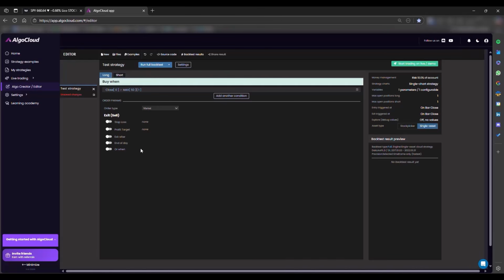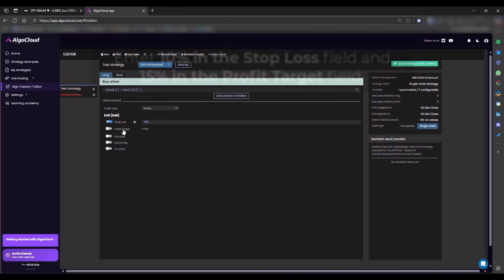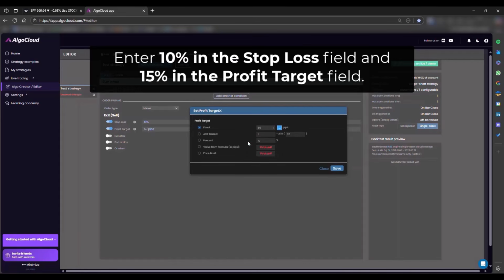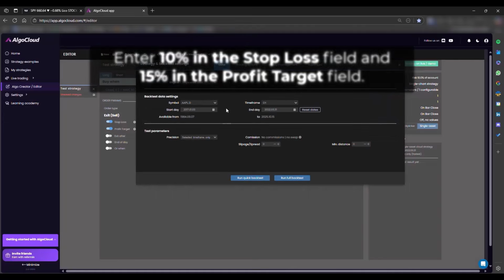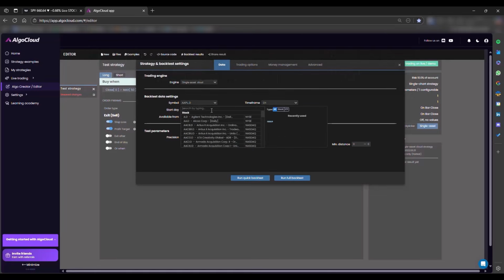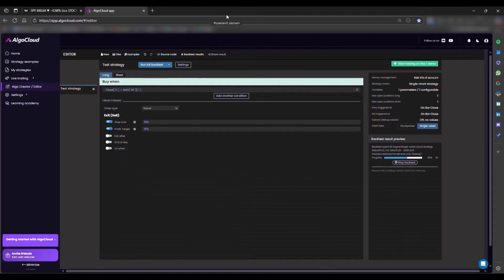This time, we will not add any exit condition based on the trend. Instead, we will use fixed values for stop loss and profit target. For the stop loss, enter 10% and 15% for the profit target. Select the SPY.D symbol as the market. And once everything is set up like this, run the strategy full backtest.